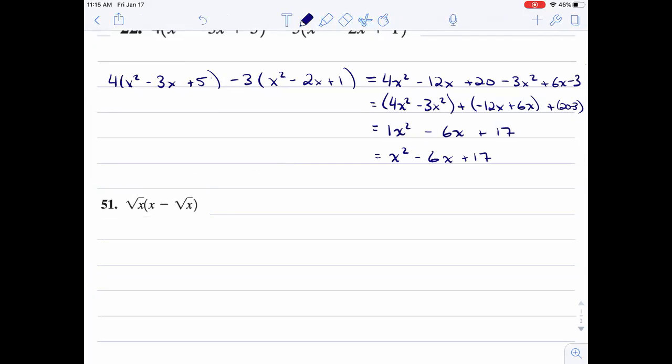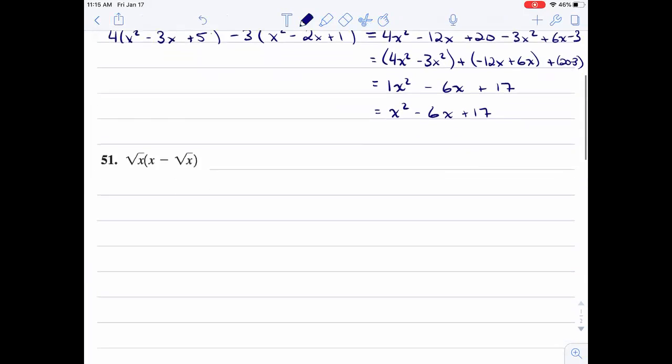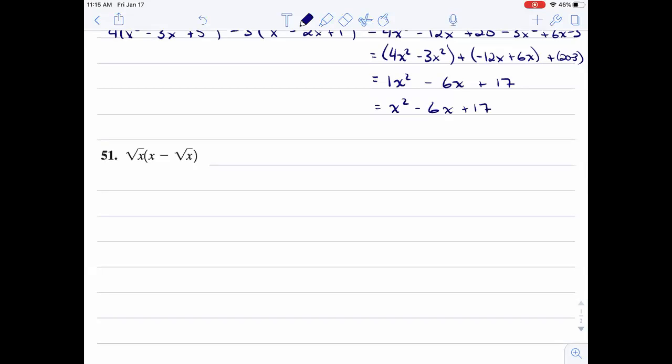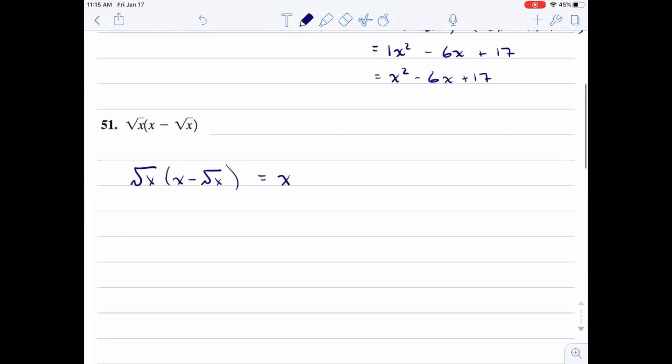So we've got the square root of x times x minus the square root of x. I would say that the easiest thing to do here is to convert your square root of x to x to the power of 1 over 2, right? Because then you can manipulate the powers. So root x times x minus root x is the same as x to the 1/2 times x minus x to the 1/2.